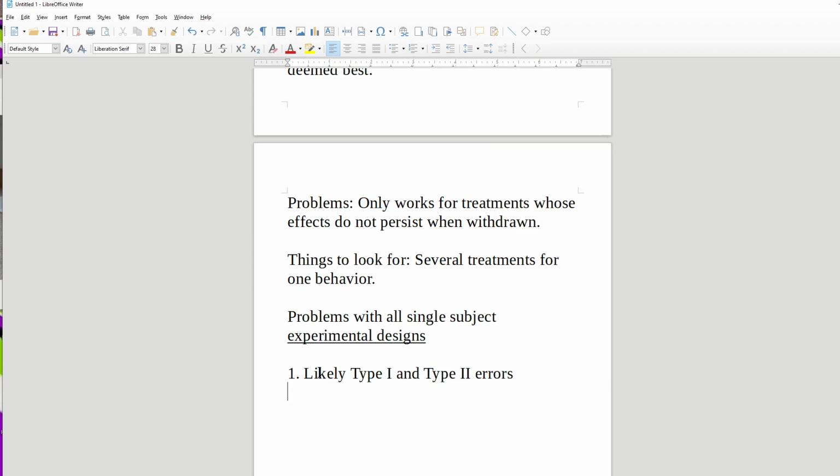And so, yes, there's a very good chance you're going to make a type 1 and a type 2 error if you use these designs, far greater than if you use a group design, where you can use a statistical test to determine the exact probability you made a type 1 and type 2 error. Second, placebo effects are likely.